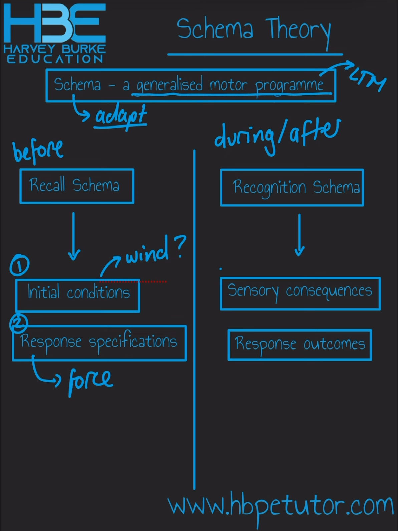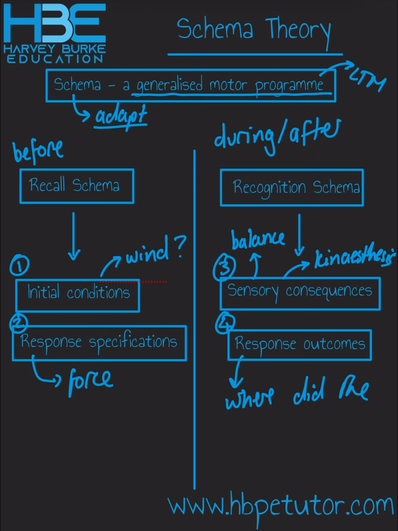Then when you're performing the golf swing itself, you will be receiving sensory consequences, and that is basically your kinesthetic feel. And that would be stuff like, did you feel balanced when you played the shot, or did it feel correct when you made contact with the ball? And then finally, you'll have response outcomes, and that will be, did the ball go where you intended it to go? So in this case, where did the golf ball land? Like, did it go near the hole or not?